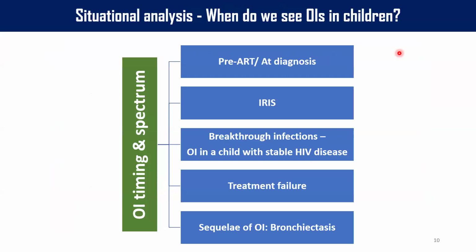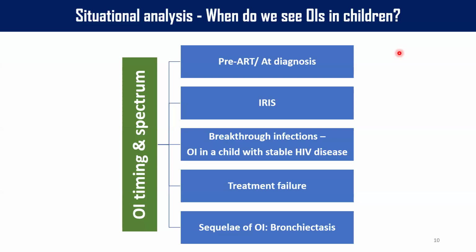So as I said, when we see a child with OI, you first have to do a situational analysis, that is, timing and spectrum. What is the situation we are seeing? At what point in the natural history of HIV are we seeing this child? Are we seeing this child at the time of diagnosis, or in the pre-ART time before initiation of ART? Your spectrum will differ. Are we seeing this child within 6 months of starting ART? Then it may be an IRIS.